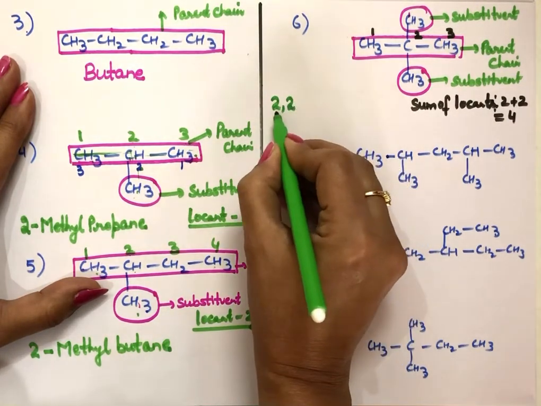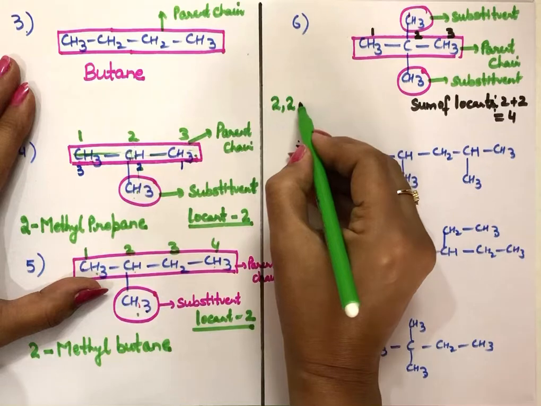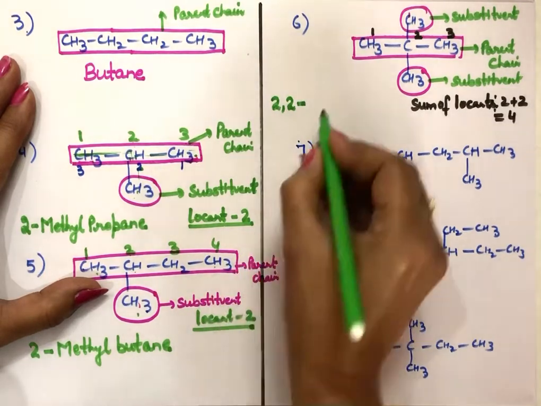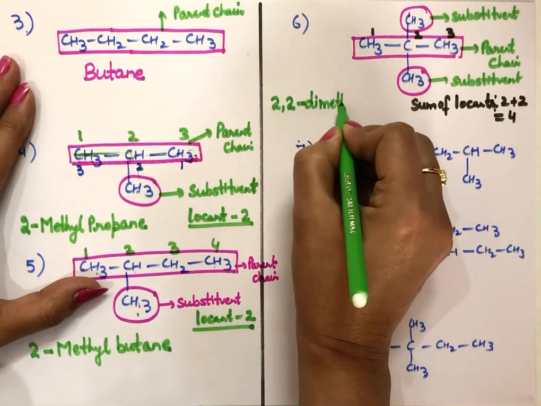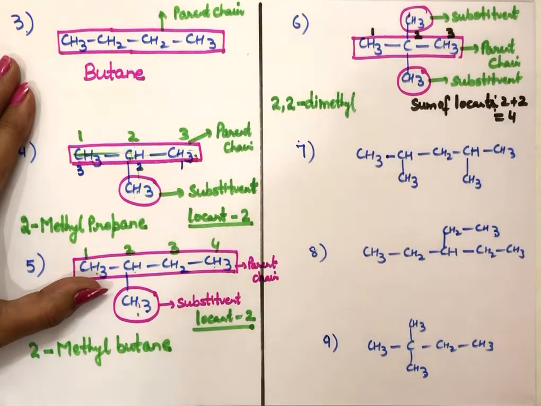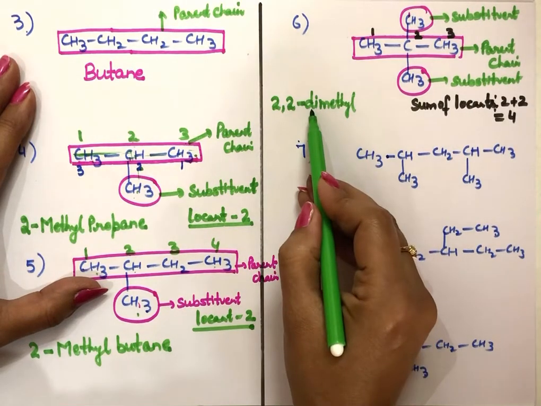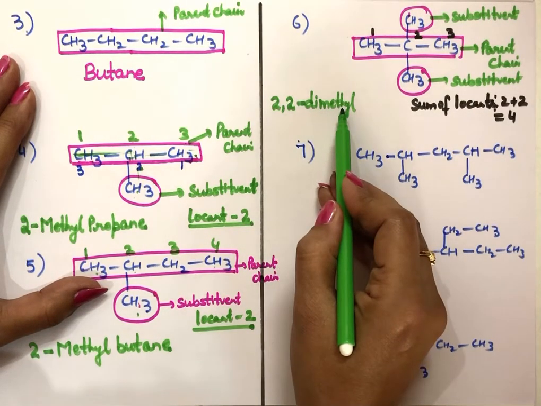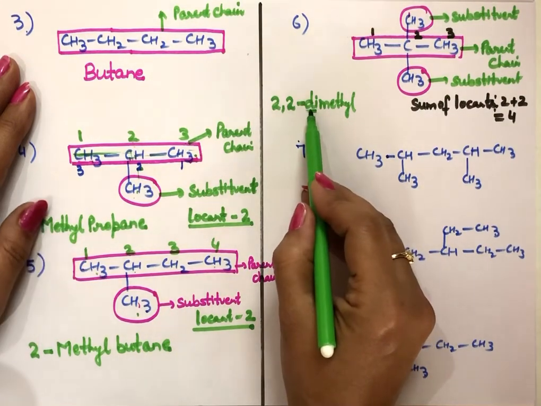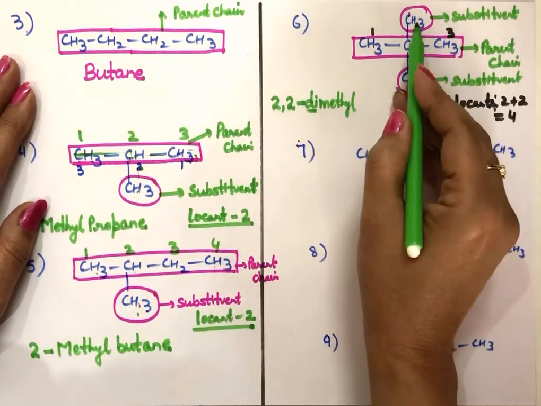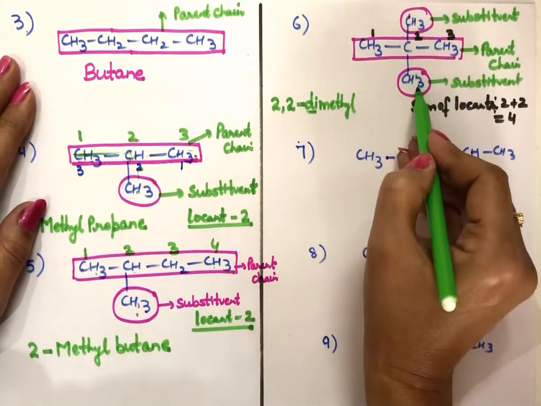That shows with the second carbon there are two substituents. Hyphen after this. Then we write dimethyl. There's no need to write 2-methyl separately. We'll combine it and we write 2 comma 2, and before methyl we write di. If 3 methyl groups will be there, we write tri. If 4 will be there, we write tetra. That means we are just adding a prefix before this: di, tri, etc. So this is 2 comma 2 dimethyl.